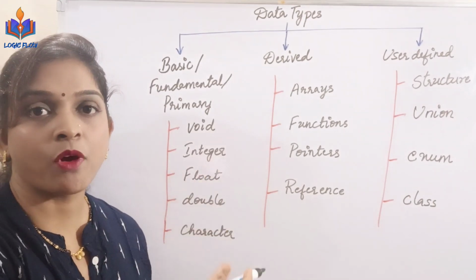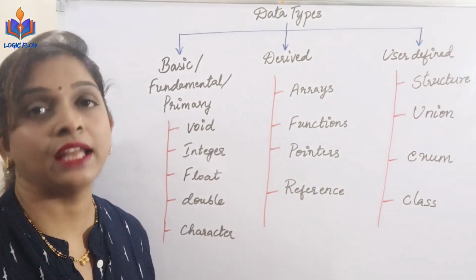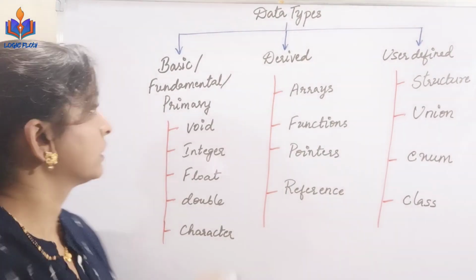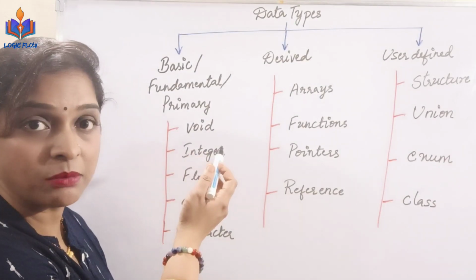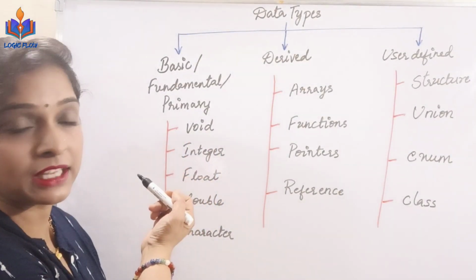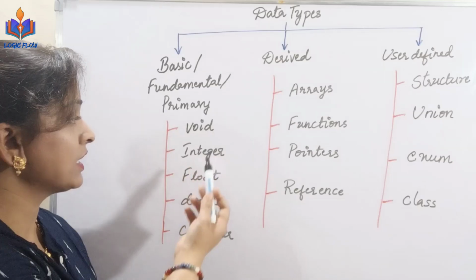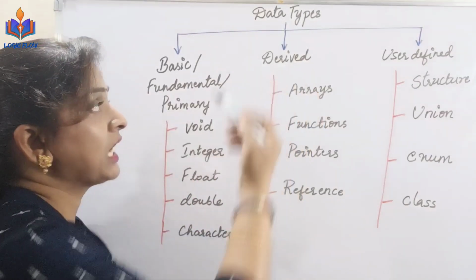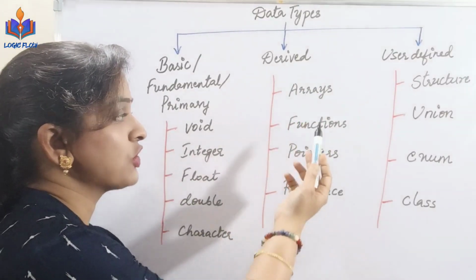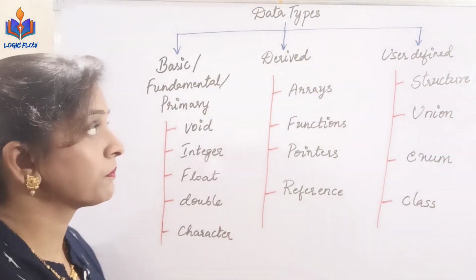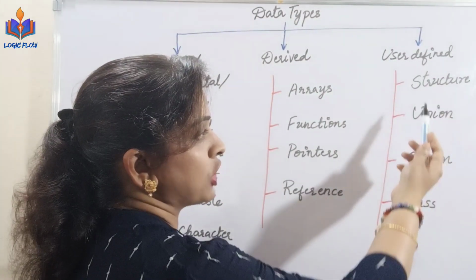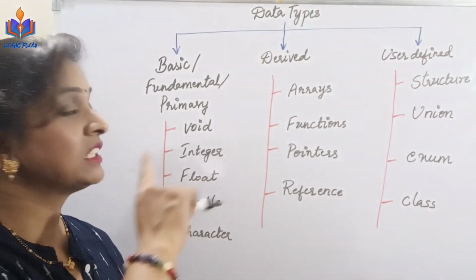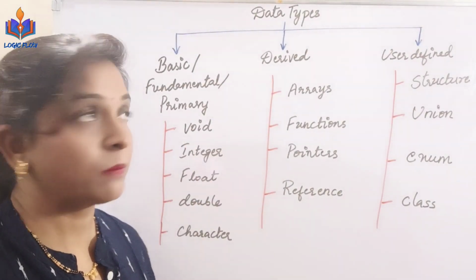So this is the broad classification of data types. Data types are classified into three types. Basic, or fundamental, or primary data types: under that we have void, integer, float, double and character. Derived data types: you have arrays, functions, pointers and references. User defined data types: you have structure, union, enum and class. So let's talk about these three major types.